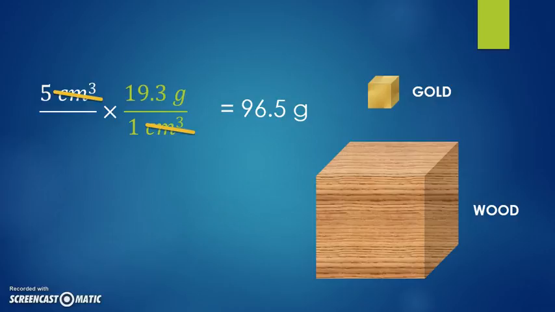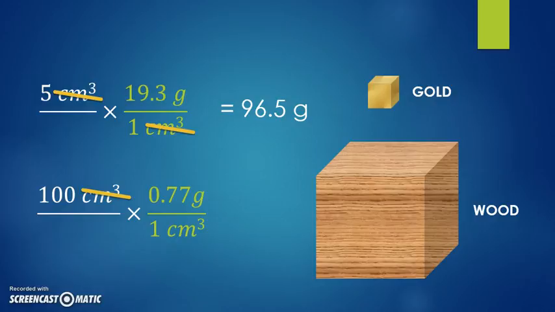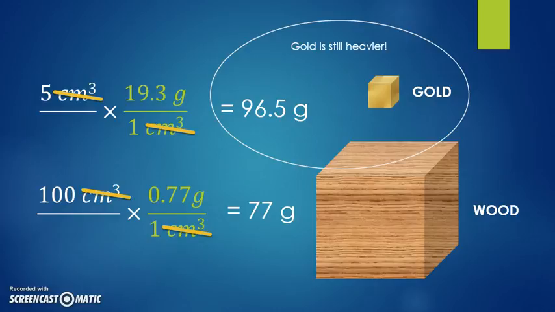Now, if we're to do the same calculation with wood, we have 100 centimeters cubed of wood. You cross out the centimeters, multiply across, you're going to get 77 grams. So even though this wood block is 20 times larger than gold, gold is still going to be heavier.